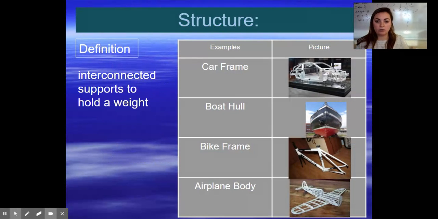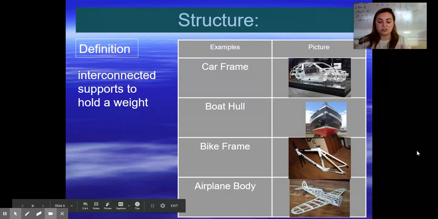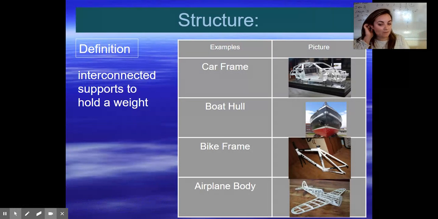Starting with structure. The definition for structure is interconnected supports to hold a weight. It's the support that's actually going to hold the weight. Our examples would be a car frame, the hull of a boat, a bike frame, and the airplane body. This is the actual frame of the transportation system that's going to support the weight of either the passengers or the goods.